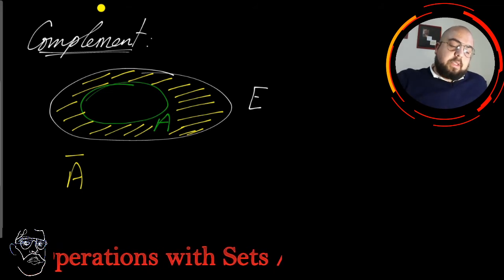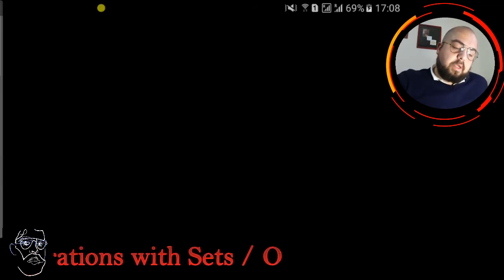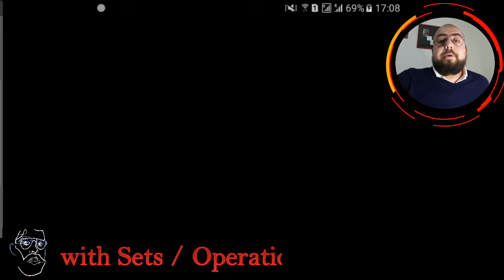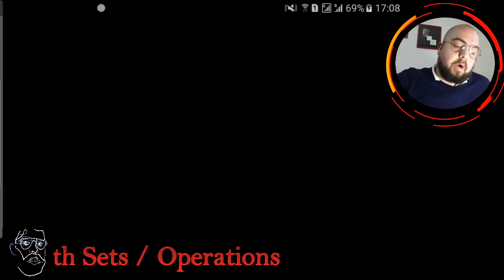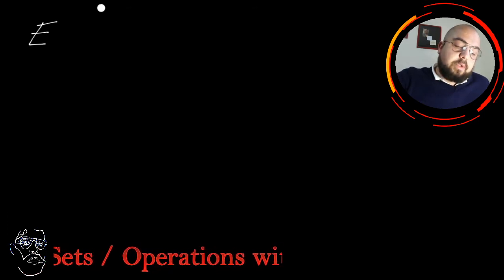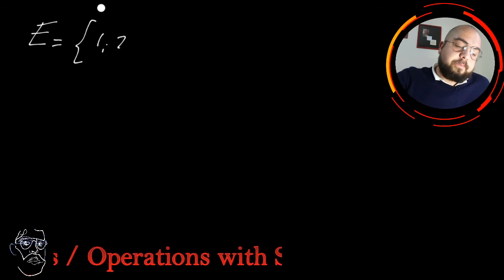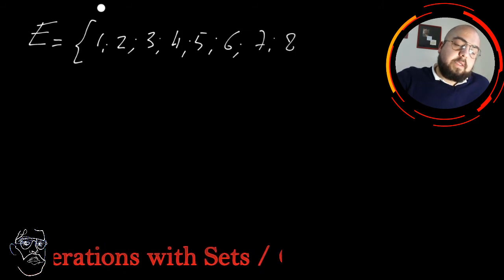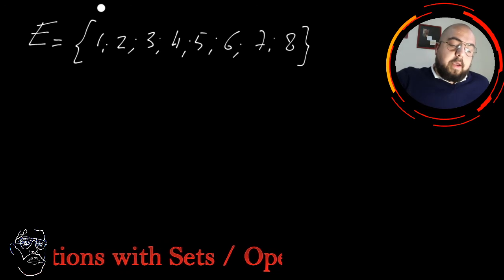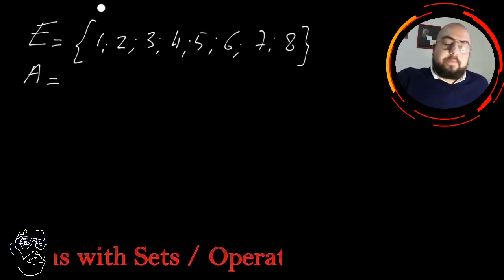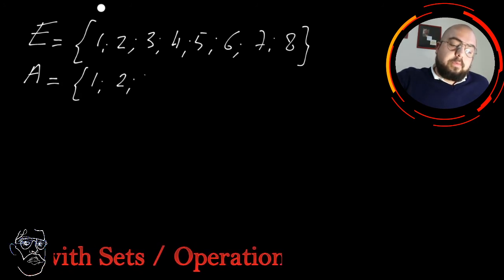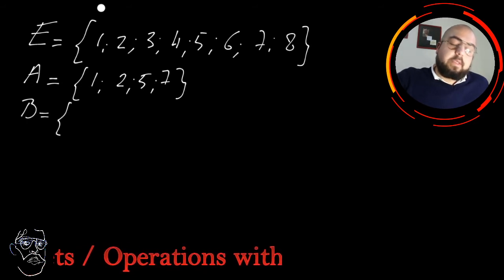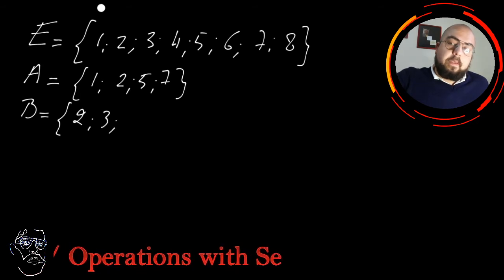Alright, let's take an example, and with this example we're going to study the different operations between sets and understand more about these ideas. Let's say we have the initial set E, formed by the elements 1, 2, 3, 4, 5, 6, 7, and 8. I have a subset called A, formed by 1, 2, 5, 7, and a set B, or a subset, formed by the elements 2, 3, 5, 8.